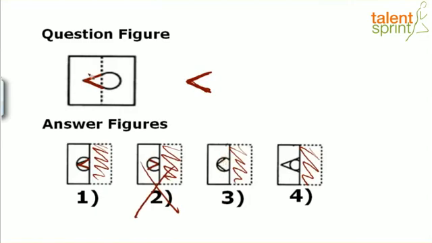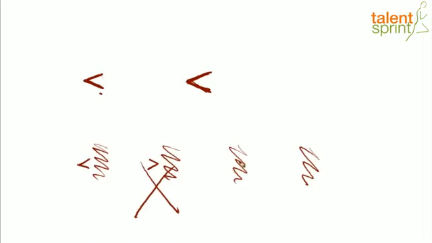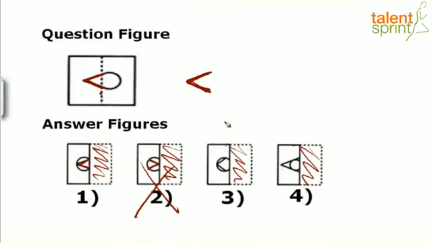But if you closely observe, in the question figure, this angle that we have is touching the dotted line. So in the answer also, it should touch the dotted line. Are you able to follow? In the answer also, it should touch the dotted line. Now, in option 3, it is not touching the dotted line. It is touching the circle there. Are you able to follow? It should actually be like this. Hence, option 3 is also eliminated. Are you able to follow? It is touching the dotted line. So the dotted line should be like this.